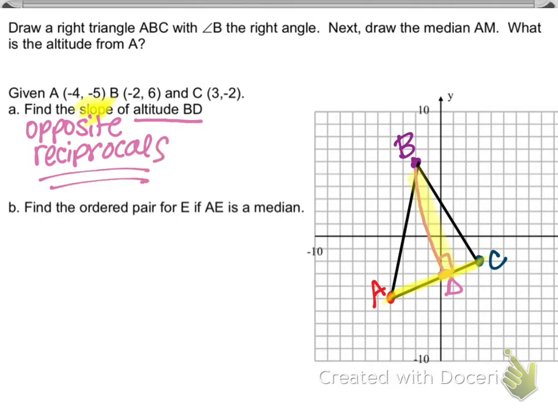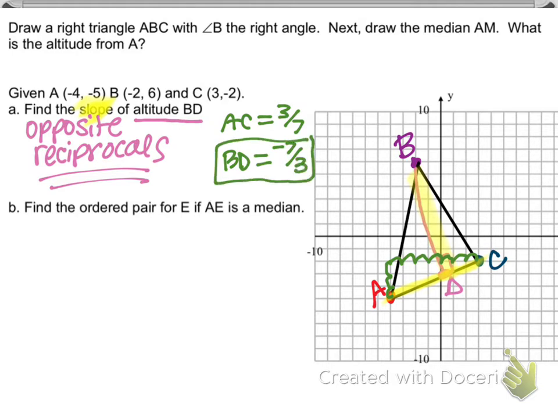Opposite reciprocals. Okay, so I am just going to do rise over run to get the slope of AC. So if I rise 1, 2, 3, and I run 1, 2, 3, 4, 5, 6, 7. So the slope of AC is 3 over 7, which means the slope of BD is going to be negative 7 over 3. So as long as you know to get the opposite reciprocal there, then you'll be able to do that one.